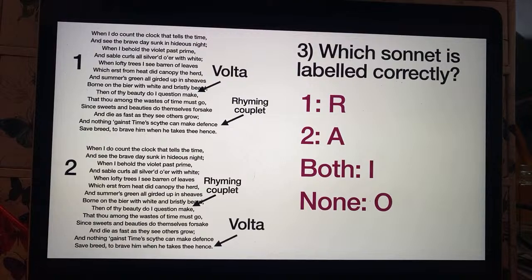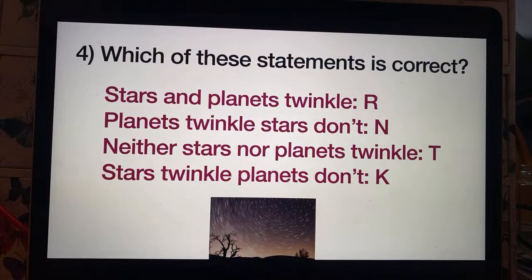And finally, which of these statements is correct? I mean, it's just the same because it's sort of a right question, isn't it? If you think stars and planets both twinkle, write an R. Planets twinkle, stars don't, write an N. Neither stars nor planets twinkle, write a T. And stars twinkle, planets don't, then write a K. Okay, shall we go through the answers?